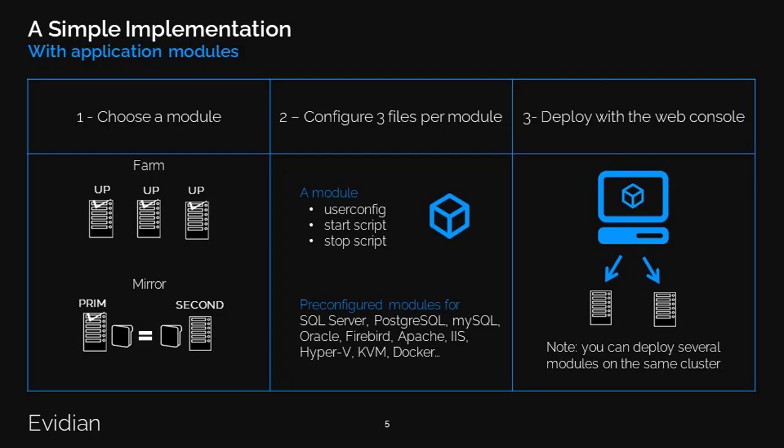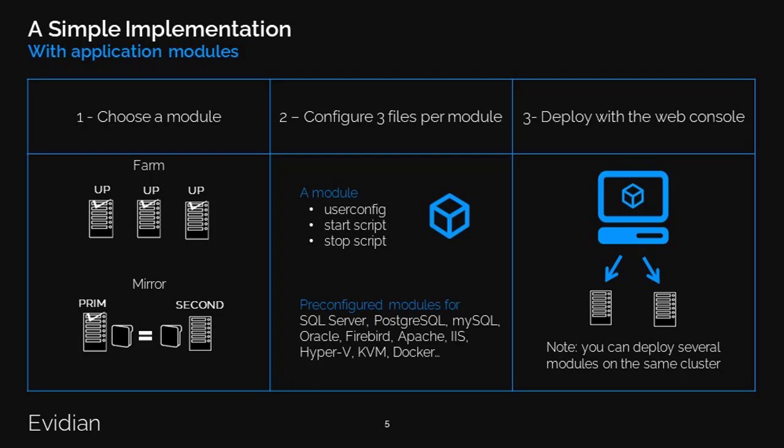The mirror module is suitable for an application with a database to replicate. This is an active-passive architecture running on 2 servers. In the example, the application runs only on the primary server and its data is replicated on the secondary server. Several modules can be designed for the same application.